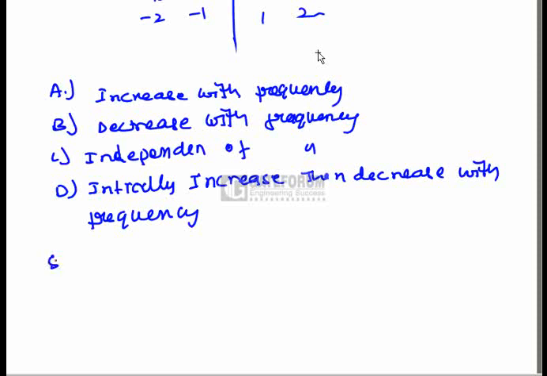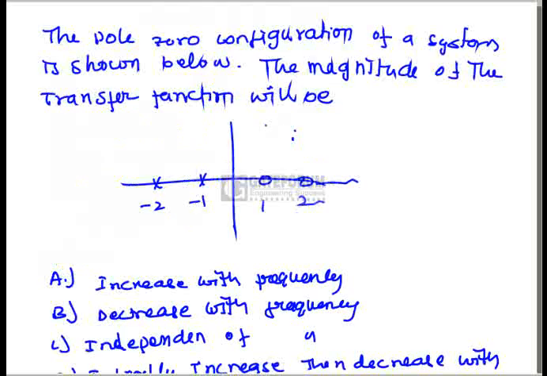Question is, the pole zero configuration of a system is shown below. The magnitude of the transfer function will be. So here he is asking for a pole zero plot is given here. And here he is asking, what is the magnitude of the system with respect to frequency. So if you observe the options, all are in terms of the frequency.